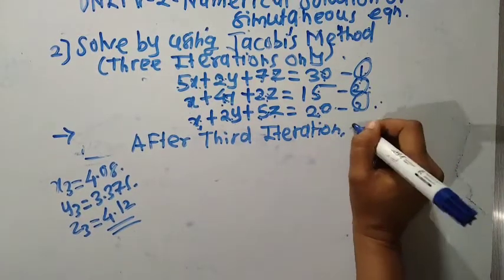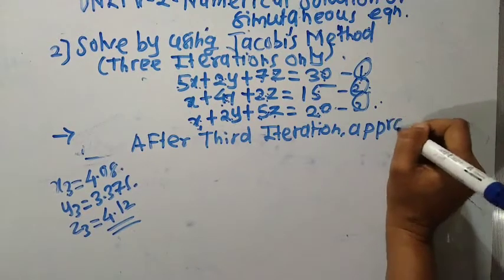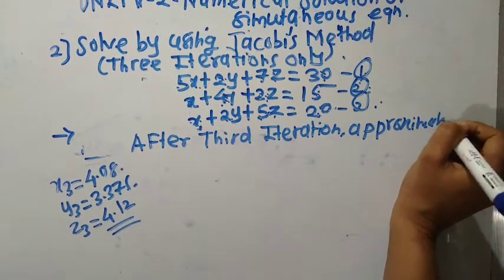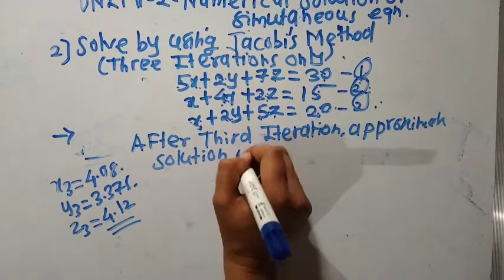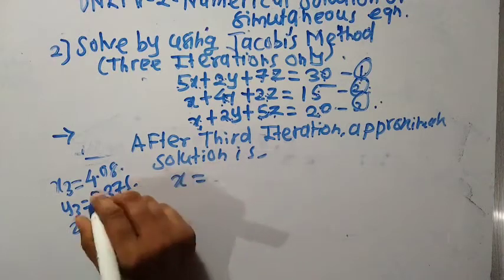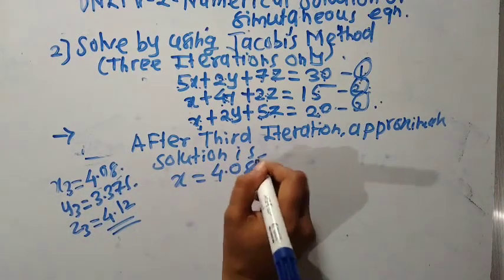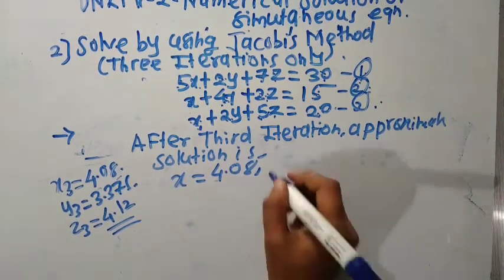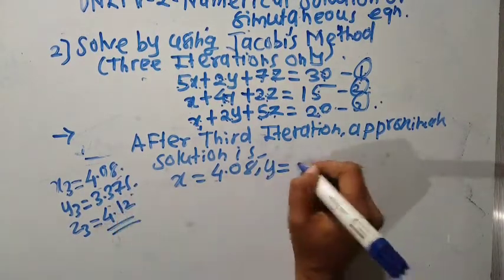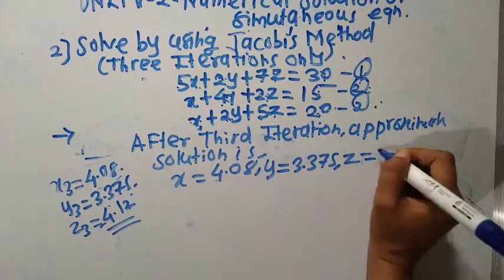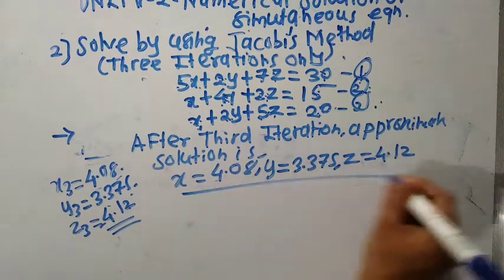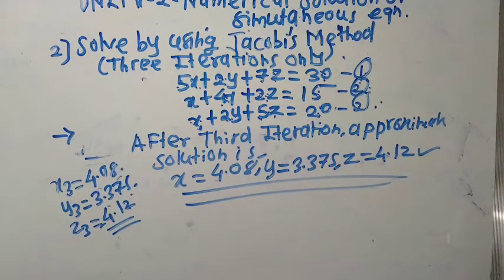Hence, after the third iteration, we find the approximate solution: x is equal to 4.08, y is equal to 3.375, and z is equal to 4.12. These are the solution of this equation.